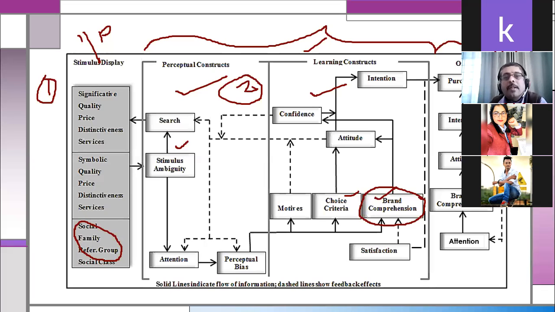So if you miss this part when you are writing your answer for the Howard Sheth model, you lose all the marks. This is the thing, this center part that is there, is the thing that you require to talk about when you are explaining the Howard Sheth model.